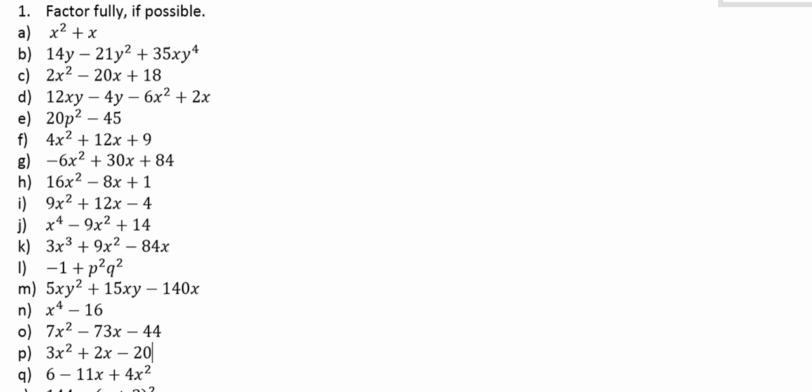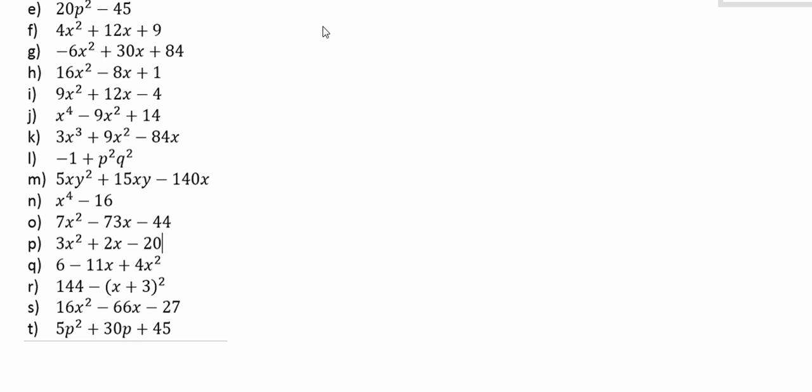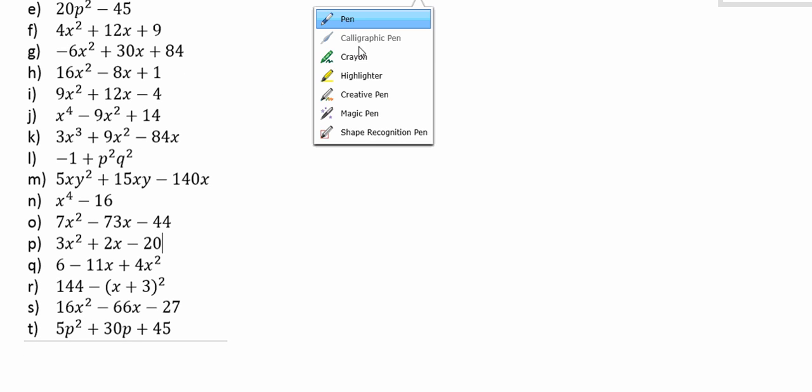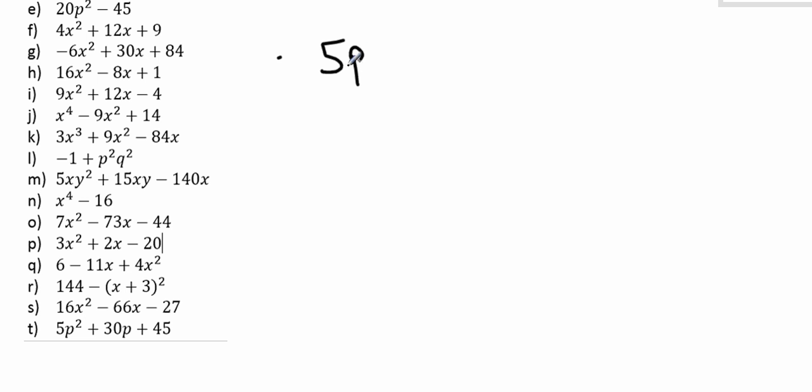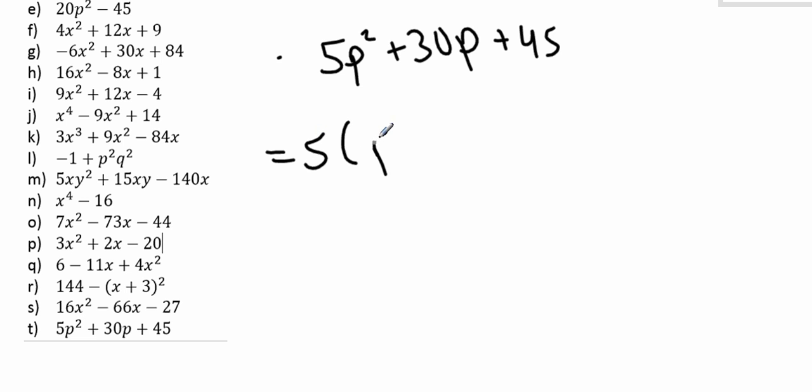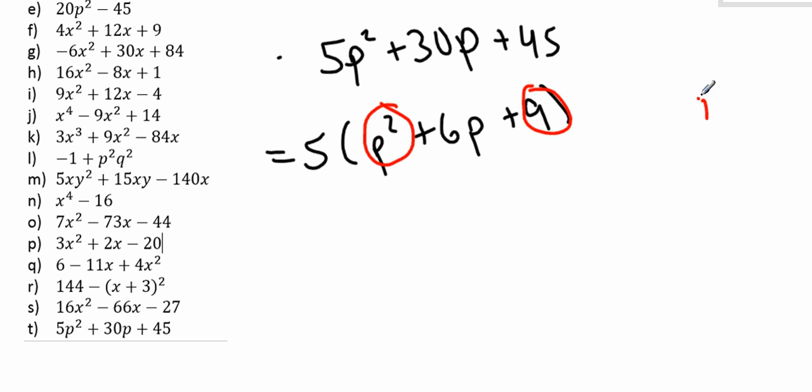So the final question says this. Let's factor 5p squared plus 30p plus 45. Common factor 5. What's in the bracket here is a perfect square trinomial. Perfect square, p and 3. If you multiply them together, you get 3p. If you double that, do you get 6p? Yes, indeed. So this factors quickly like this.